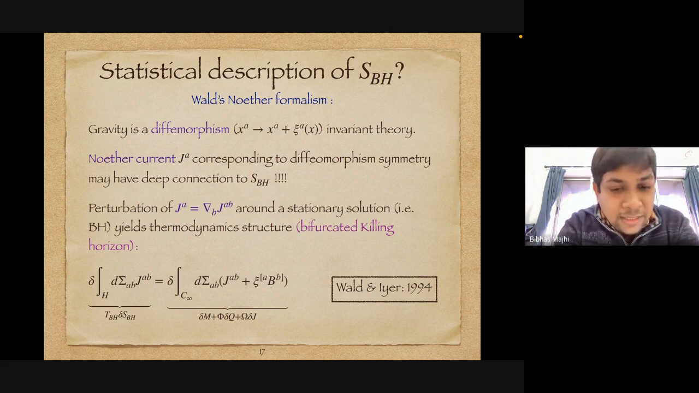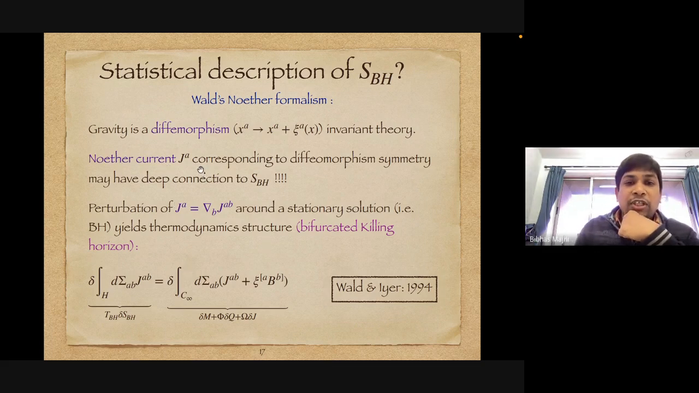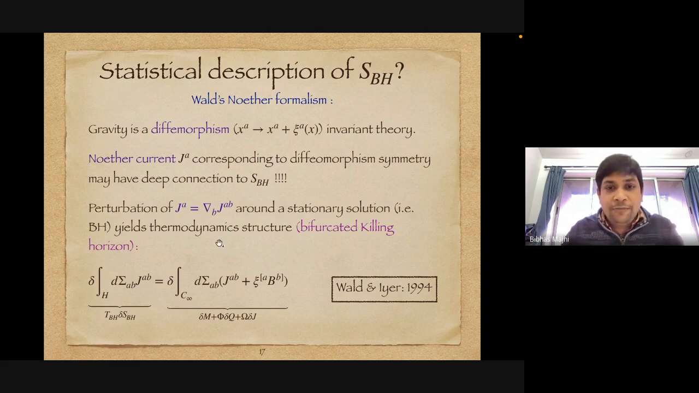This is completely a semi-classical argument, and it stems from Wald's formalism, who said that since gravity is a diffeomorphism invariant theory, you can find a Noether charge corresponding to that, and you have a Noether current. The Noether current corresponding to this diffeomorphism symmetry can be written as a covariant derivative of an antisymmetric quantity. Now, if you perturb this Noether current on the Cauchy surface, around a stationary black hole solution, then you have two boundaries, one is the horizon and another is infinity. Using the Gauss theorem, you can write down this perturbation in these two forms.